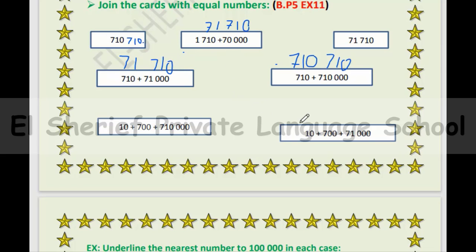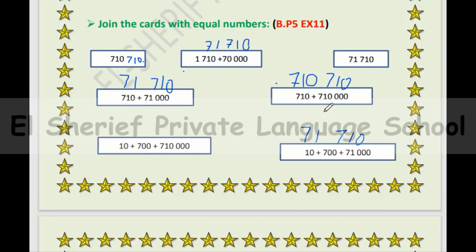Okay, what about this rectangle? This rectangle, before we read the number, is 10 plus 700 plus 71,000, so we will get 71,710. Okay, and this rectangle is 71,710. Okay, the last one, here we have 710,000 plus 700 plus 10.